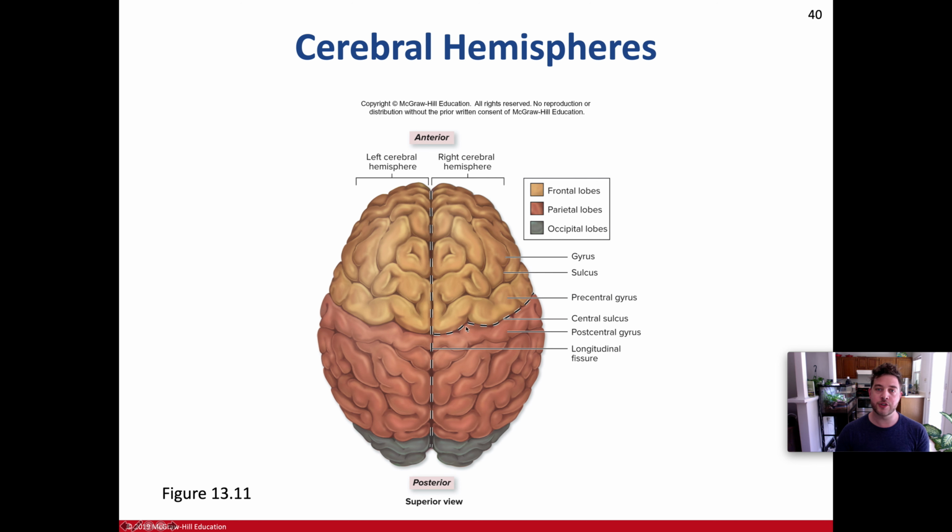And on either side of the central sulcus, on either side of the groove, you have the precentral gyrus and the postcentral gyrus. We'll get into those. Following the longitudinal fissure, you can go all the way back to the occipital lobe.